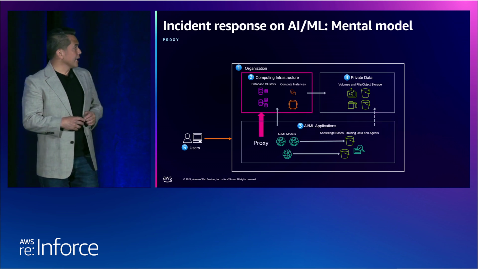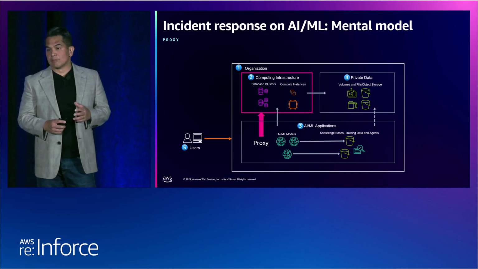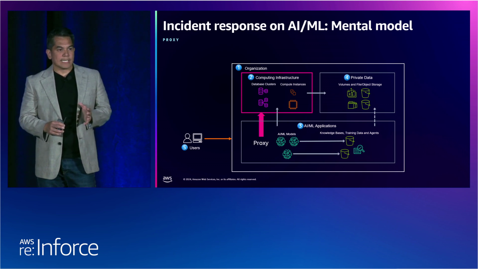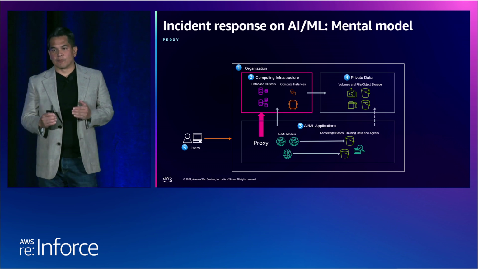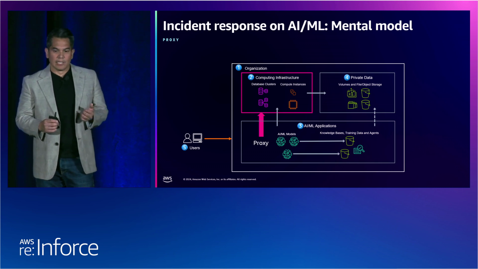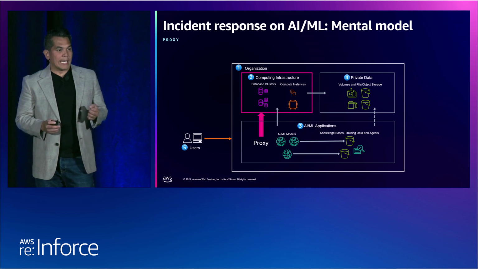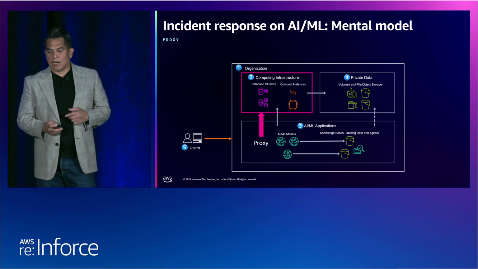And the last element of the AI/ML model is proxy, also known as agency. What functions can the AI/ML application perform on behalf of a user? Do they have the authority to make changes? And as part of your investigation, were any unauthorized changes actually made?